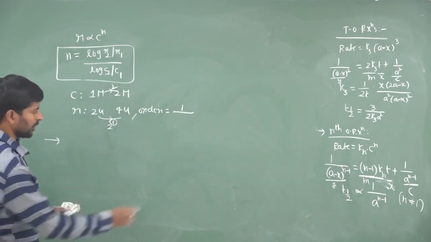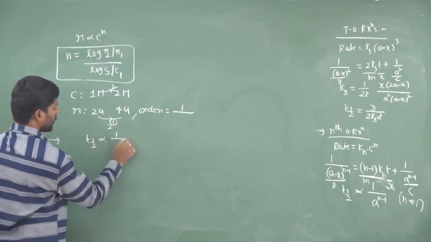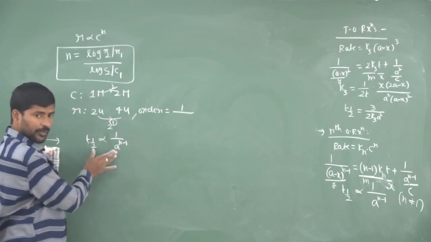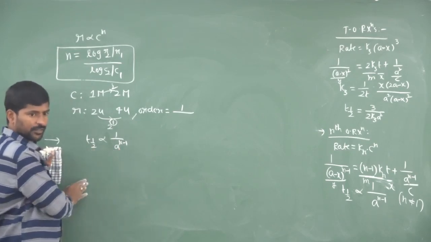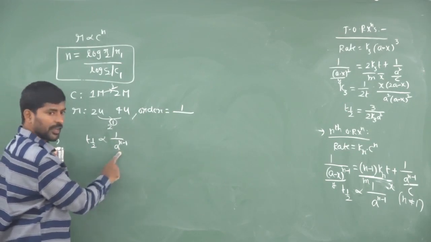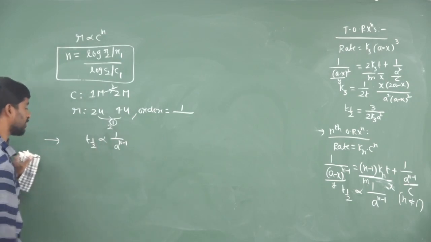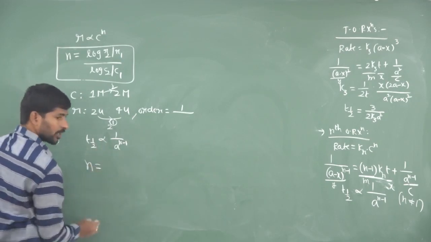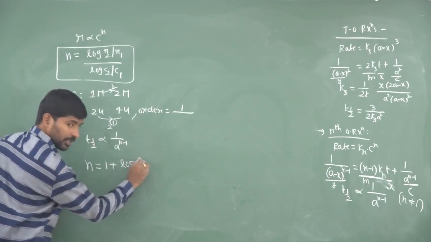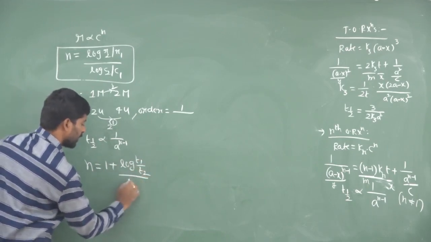Next, the half-life method. From that, t half is proportional to a power n minus 1. So if you apply this equation at 2 different initial concentrations, let us consider T1, T2 are the half-lives at A1 and A2 concentrations. Then what is the expression for the order of a reaction? n is equal to 1 plus log (T1 by T2) by log (A2 by A1).